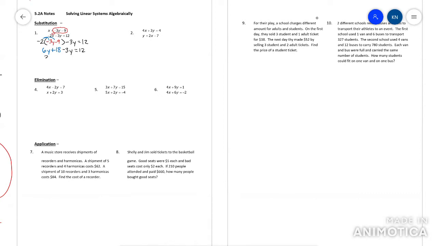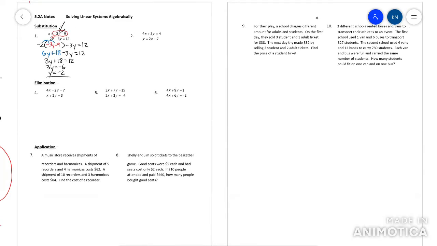Combine your like terms. Subtract 18. Divide by 3. So now I know my y value is -2. Once I know this, I can just plug in -2 right here to get my x. So it would look like this. I got -3. Instead of writing the letter y, I just write -2. I'm substituting it in there. So I'd get x equals 6 minus 9, which is -3. So my answer here would be -3, -2.